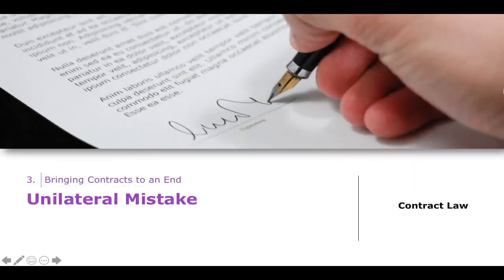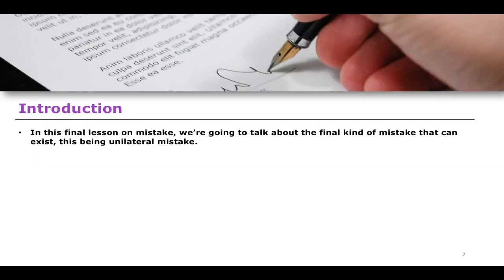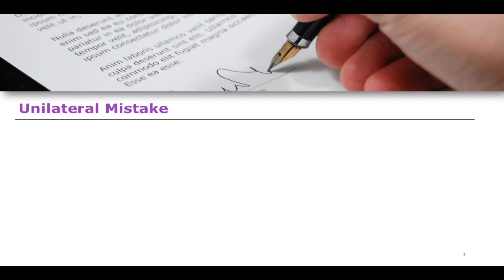In this lesson, we're going to spend some time talking about the final type of mistake which can exist that can bring a contract to an end. This is, of course, the concept of unilateral mistake. And given the context of the previous types of mistake we've looked at, and given the name of this type of mistake, you should probably come to the conclusion that you know what this type of mistake essentially entails. This is the final lesson on the subject of mistake. We'll talk about, like I said, the final kind of mistake, this idea of mistake being unilateral in nature.